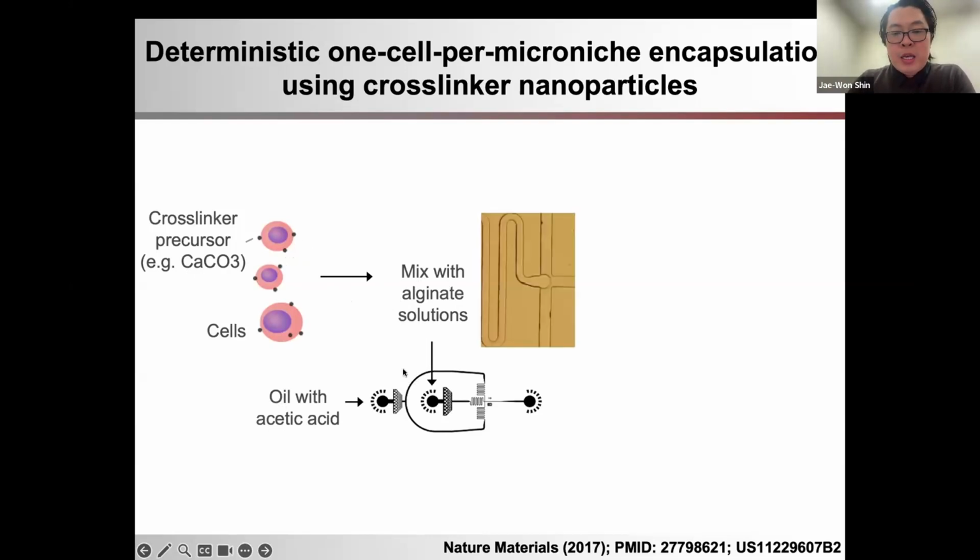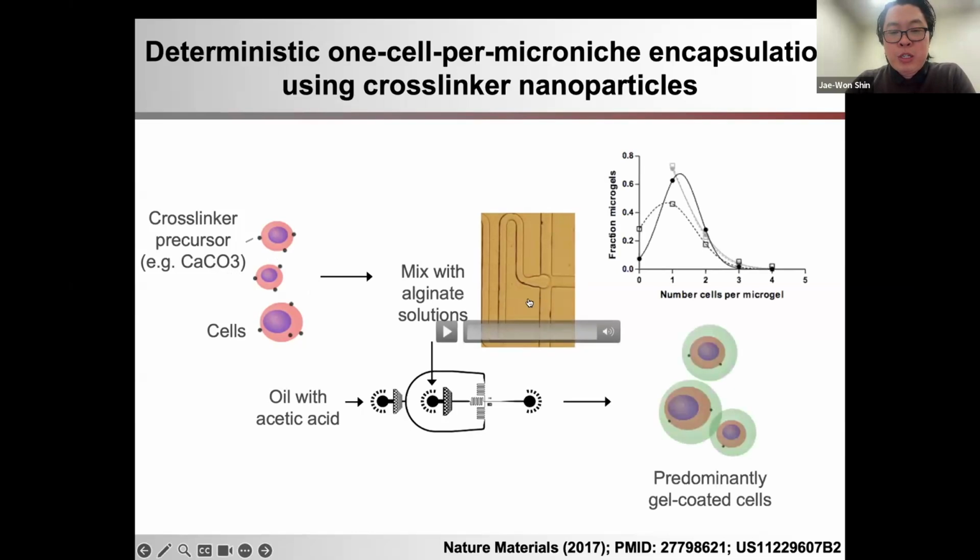And what's interesting about this approach is that the gelation would occur only when there are precursors, and precursors are only present around cells. This results in a dramatic, substantial reduction of the empty microgels. The product that we can obtain are the ones that contain individual cells coated with the hydrogels.